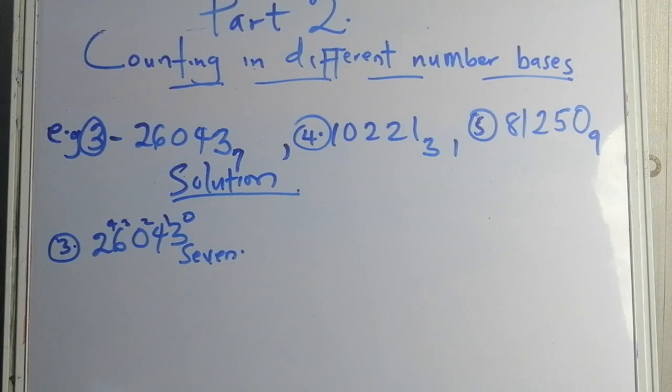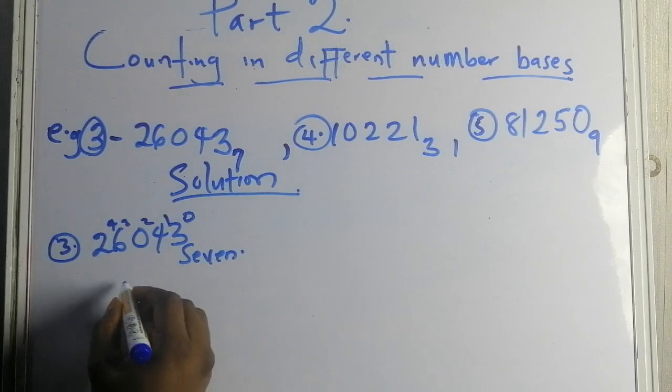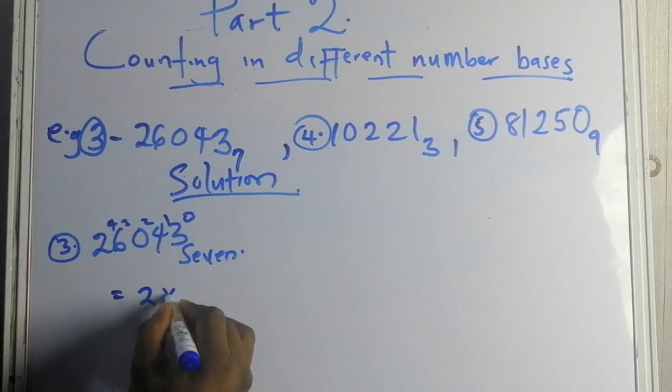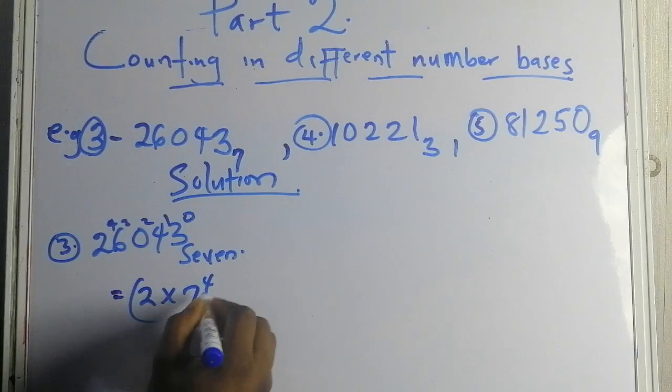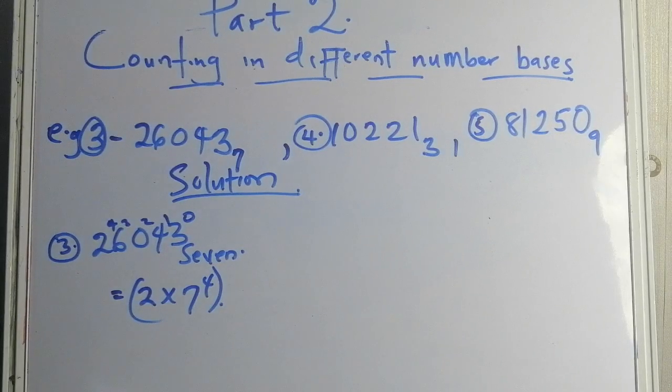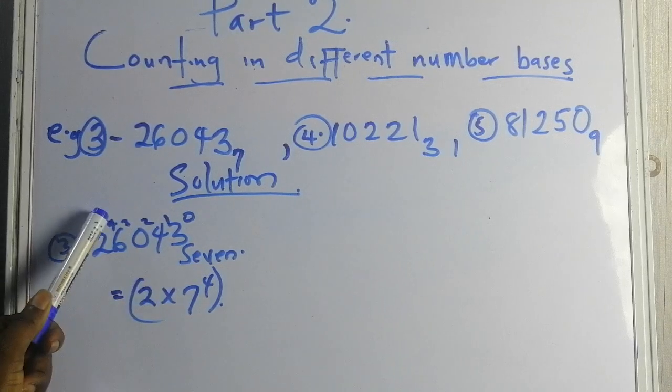We normally do this so that when you're trying to convert it to the power of the number of bases, or you're trying to convert it to base 10, it won't be difficult to know what to do. So it means that this one is the same as saying 2 times 7 raised to power 4. That's the meaning. 2 times 7 raised to power 4. So the 7, which is the base, is raised to power 4.